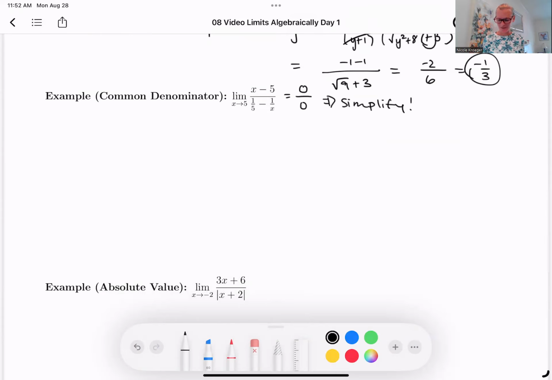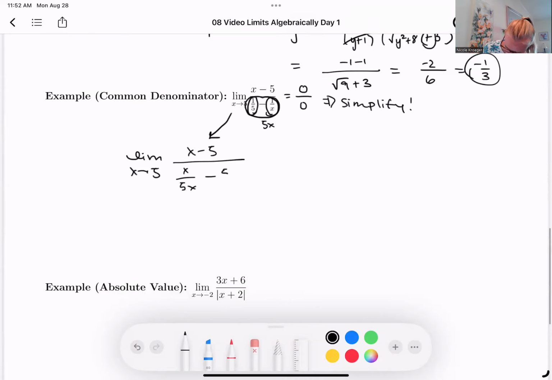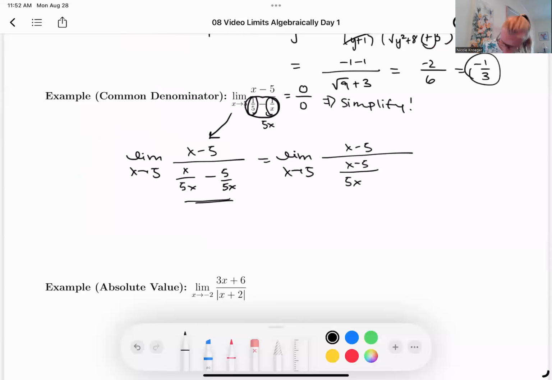You would probably combine the fractions in the denominator. And that's what I would do. So I'd find a common denominator here. Our common denominator is going to be 5x. So I have to multiply this one by x in the numerator and denominator, and this one I have to multiply by 5 in the numerator and denominator. And so now I can combine these into a single fraction. I get x minus 5 over 5x, x minus 5.